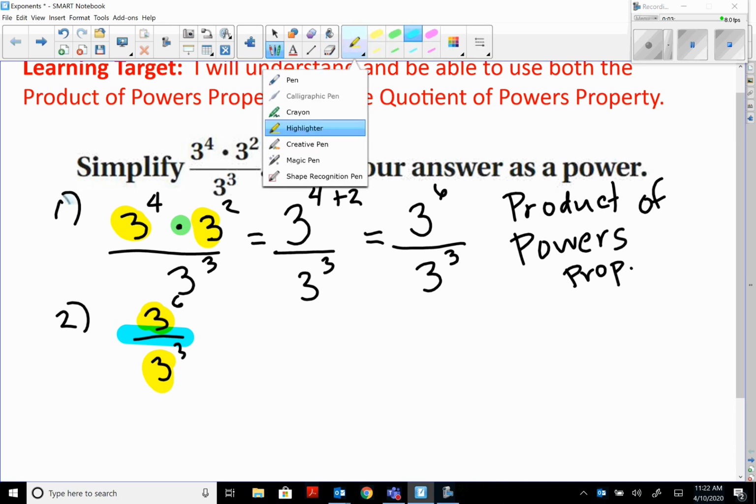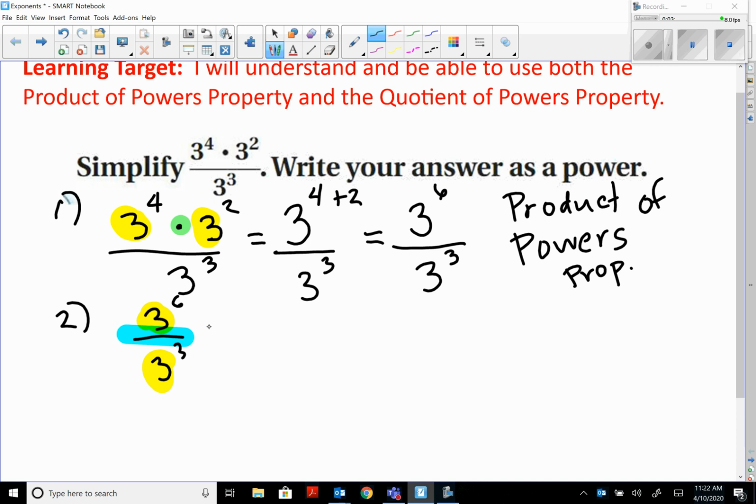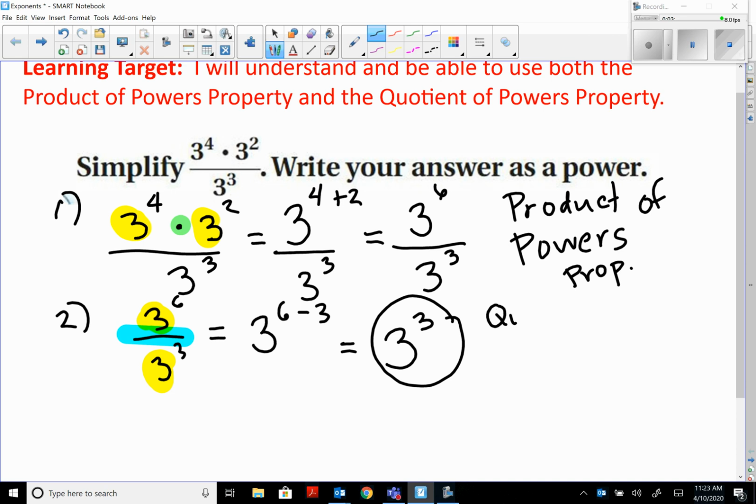So I'm going to rewrite this expression as 3 to the power of 6 minus 3. And I know that 6 minus 3 is 3. So my final answer is going to be 3 to the 3rd power, and that is simplified. I'm not actually evaluating it. I'm not raising 3 to the 3rd power. I'm leaving it as a power because that's what the direction said. And in that second step, I used the quotient of powers property.